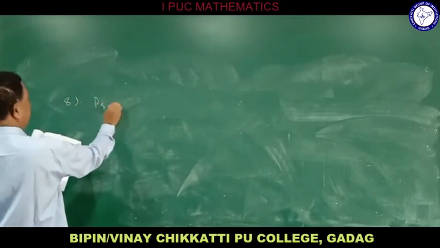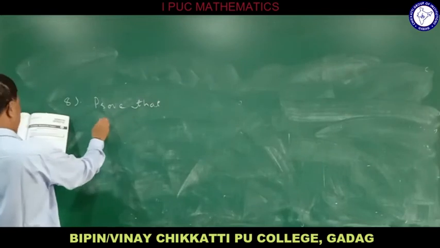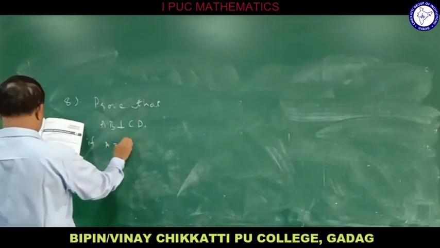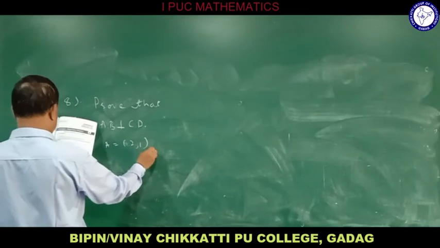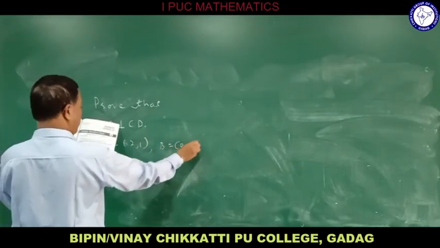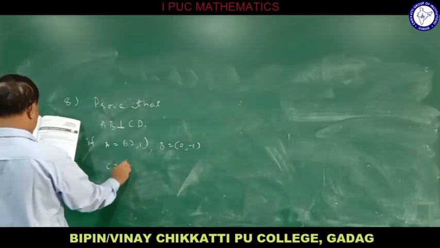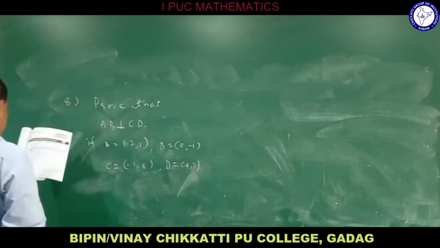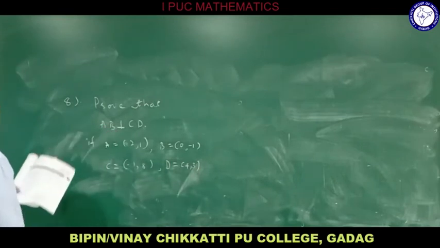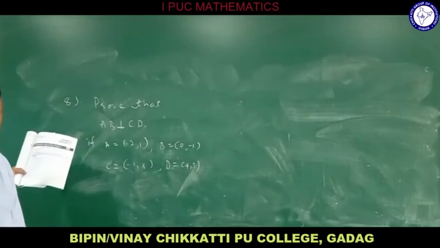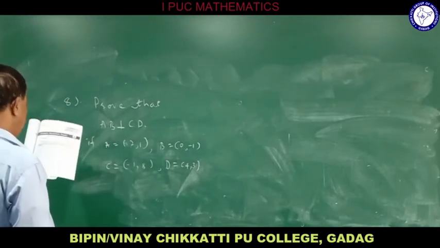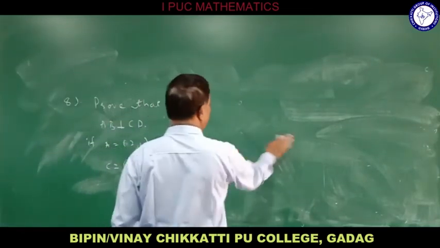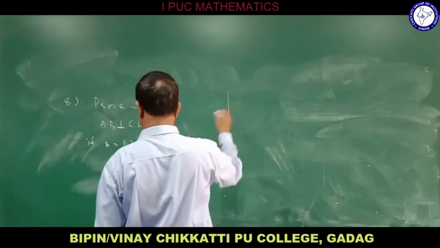Prove that AB is perpendicular to CD, if A is (2, 1), B is (0, minus 1), C is (minus 1, 8) and D is (4, 3). The question is to prove AB is perpendicular to CD, but take the points very carefully. If I observe something wrong, you cannot prove the result. So AB ought to be found out first.